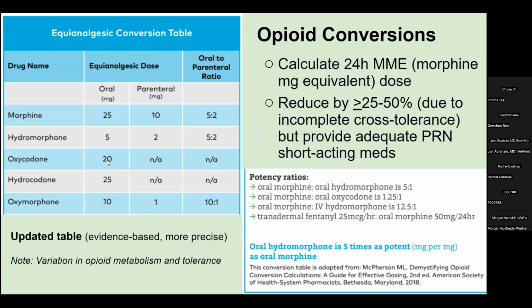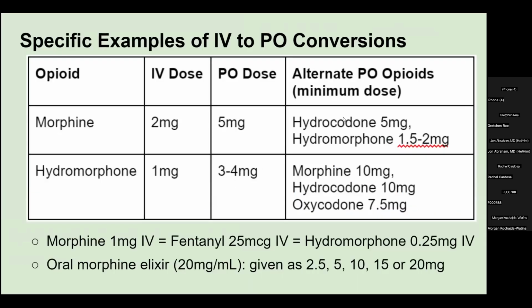So then there's also the oxycodone and hydrocodone. So again, oxycodone is more potent than morphine or hydrocodone, which are the same potency. And then oxymorphone, which I honestly have never seen used in my practice. I think it's used more in other countries. So here are some examples. Morphine, just to make the math easier, let's see. So IV morphine 2, oral 5. So that's 1 milligram IV equals 2.5 PO.